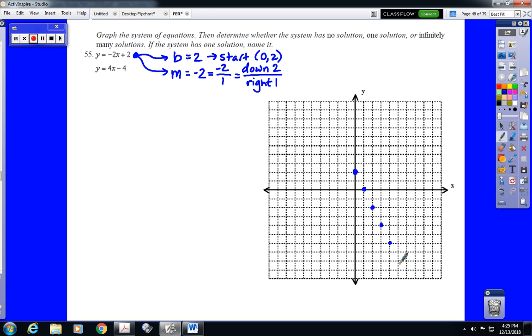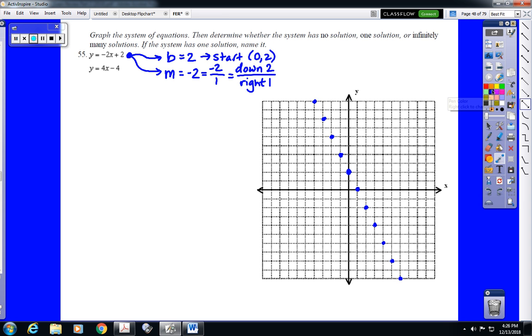Okay, and we can extend that all the way to the bottom. We could also go up 2 and left 1. That has the exact same truth value. So all of those points would be on the first line, and we would graph a solid blue line through those points using our straight edge.